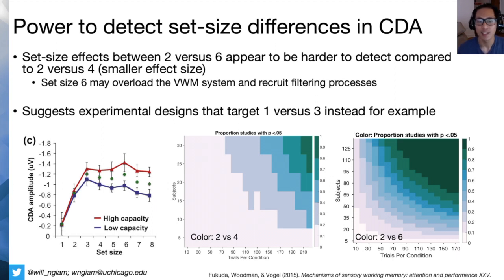So one thing that you might do instead of looking at 2 versus 4 or 2 versus 6 is to look for a design that targets set size 1 versus set size 3 instead.